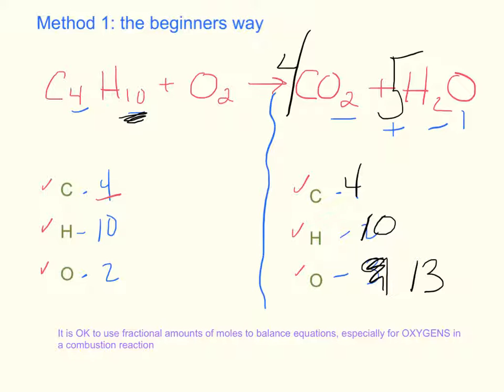So I can do this 2 different ways. The easiest way is I take 13 divided by 2, which is 6.5. So I'd put 6.5 in front of this.